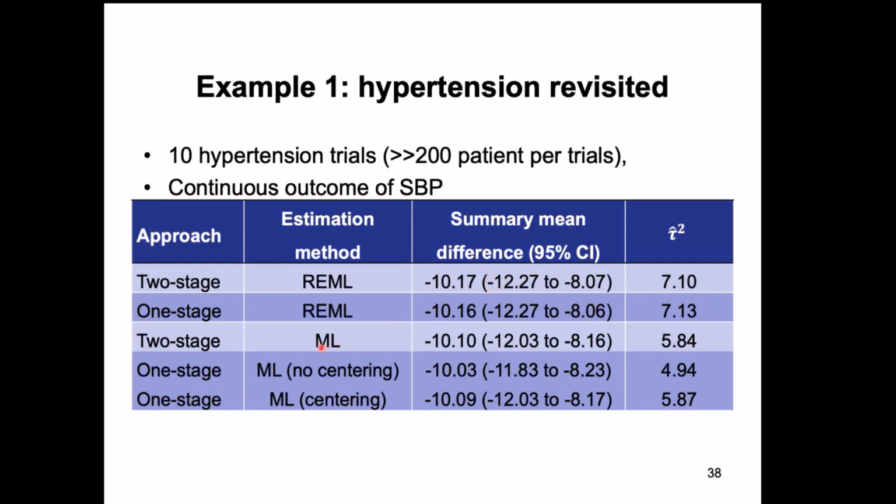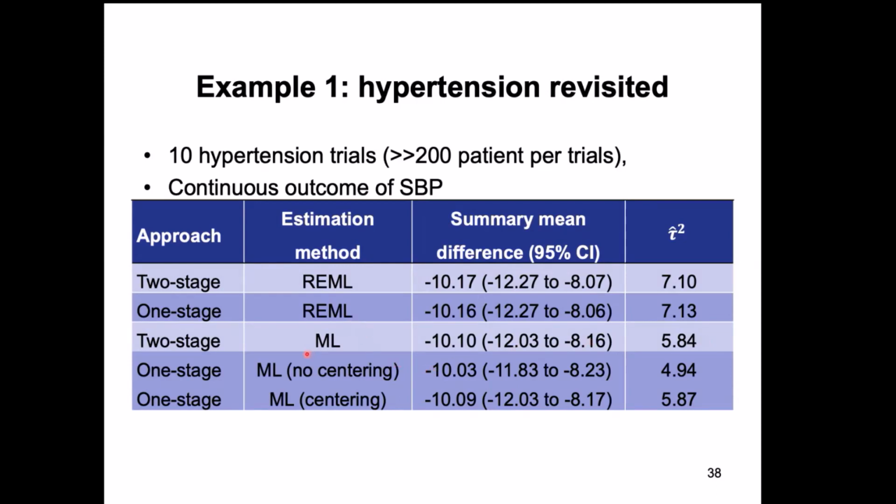But if I'd used maximum likelihood estimation, so not restricted maximum likelihood estimation, in a 2-stage, my T-squared would have been lower. So again, you can see the estimation method for your meta-analysis model is affecting your results. It's not the 1-stage or 2-stage per se, it's the estimation method for the model.